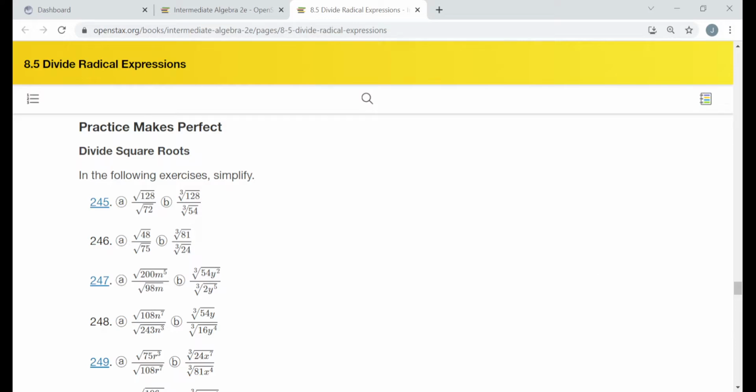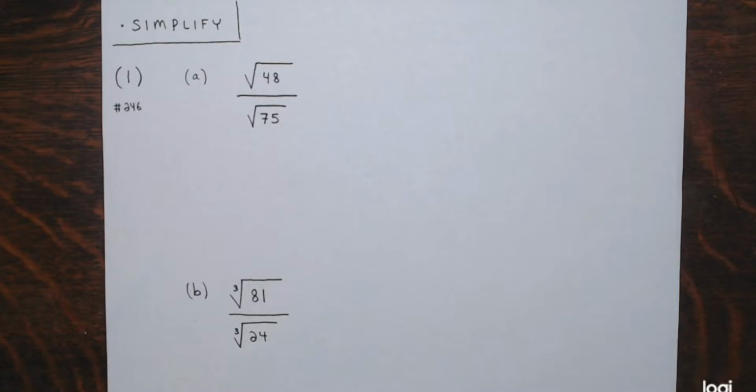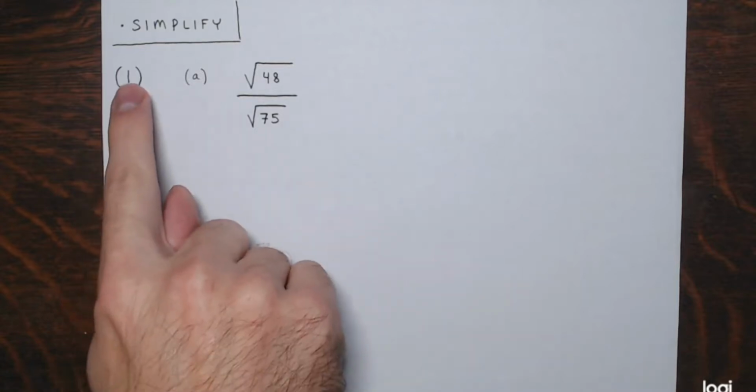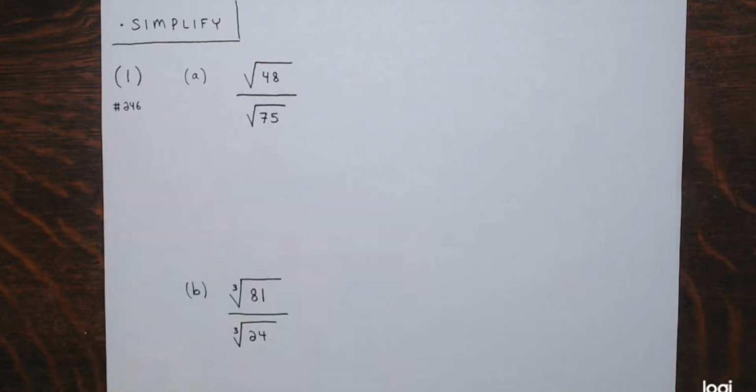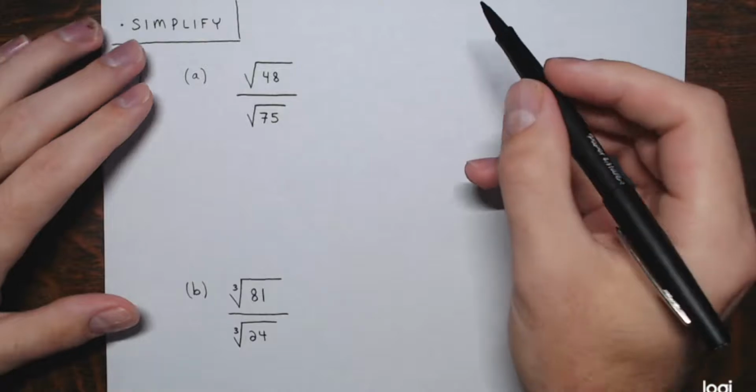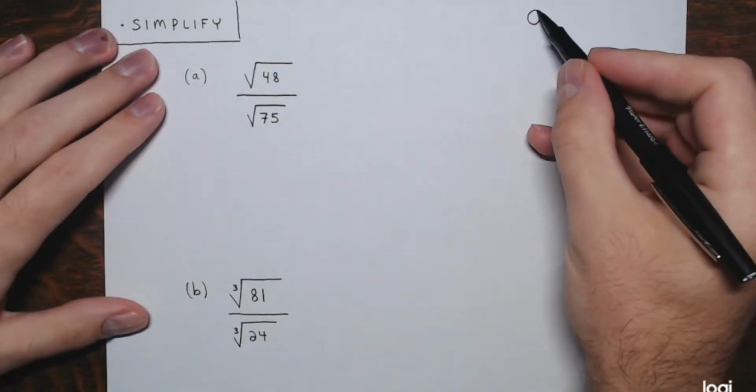Let me bring up number 246, which again I'm calling example 1. I've written the exercise numbers underneath the example numbers on my paper. We're asked to divide and simplify. Every exercise in this video is going to make heavy use of the quotient property for radicals. I'll write that off to the side here just to refresh our memory.